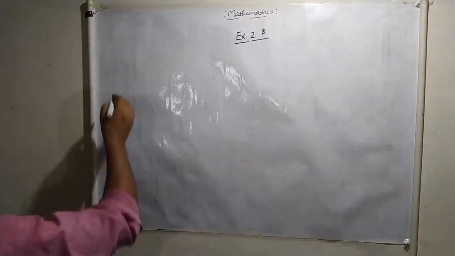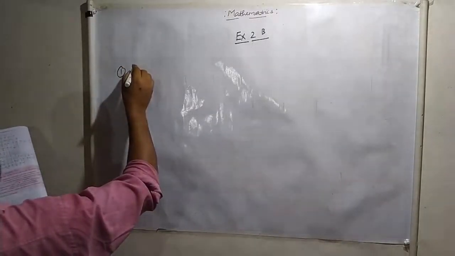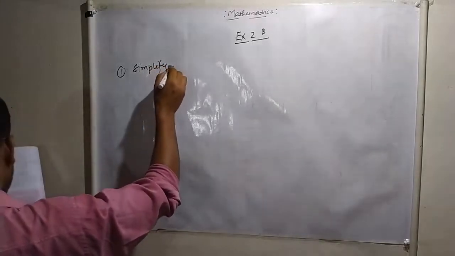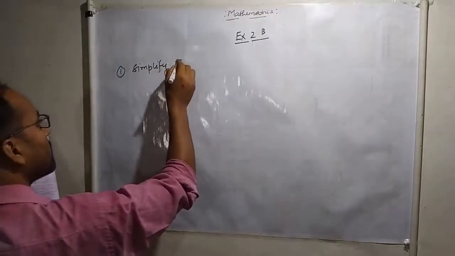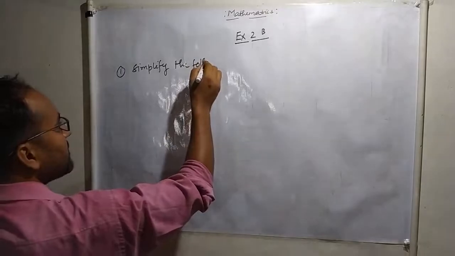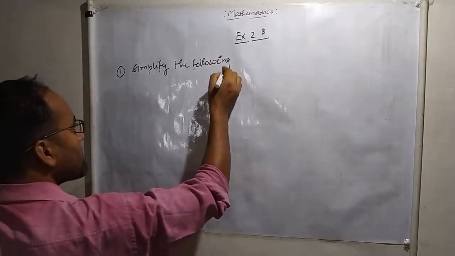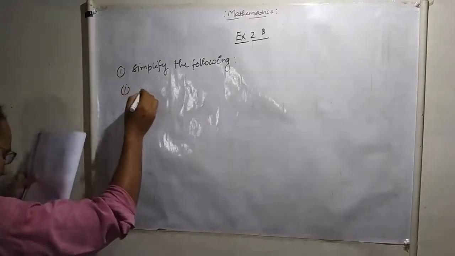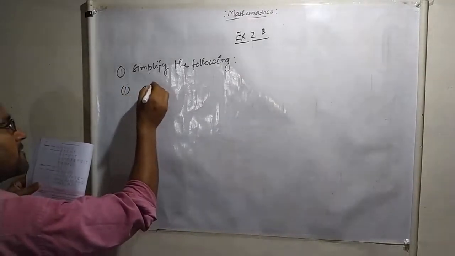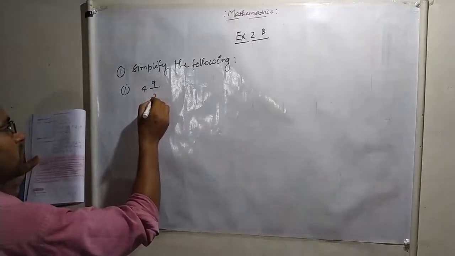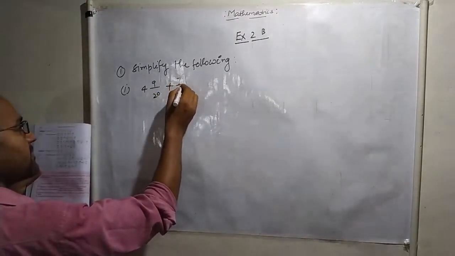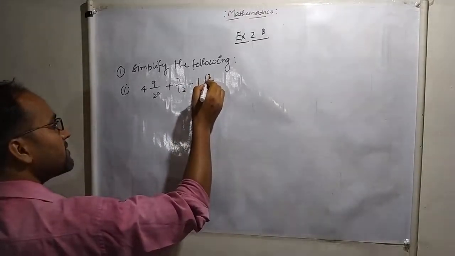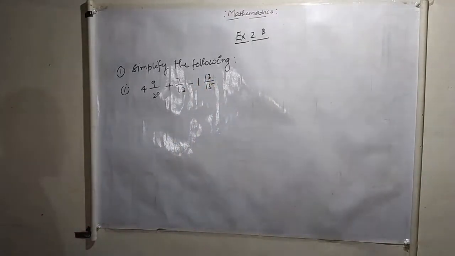Okay, so the first one is: simplify the following. Students, the first question is 4 whole 9 by 20 plus 7 upon 12 minus 1 whole 13 by 15. This one is your question, students.